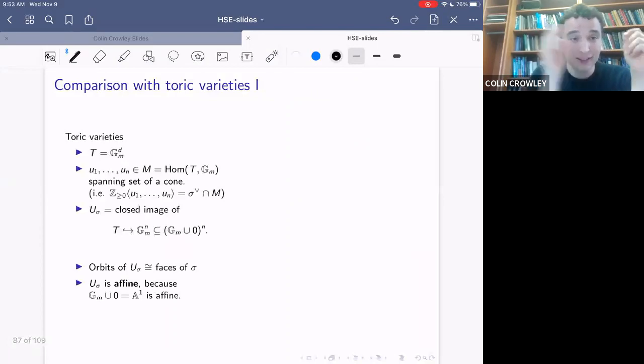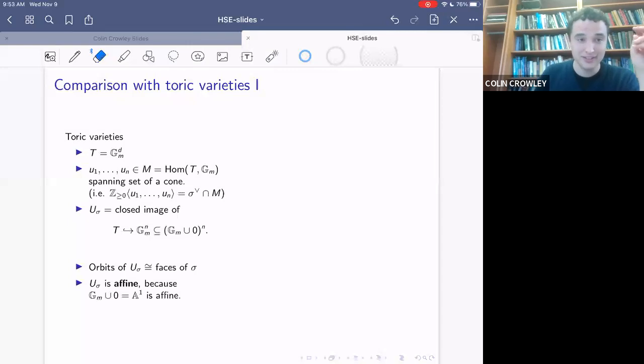And finally, a trivial observation, which will be important for comparison, is that this variety, U sigma, is affine because G_m union 0 is A1. That was affine. Okay, that was a trivial observation.